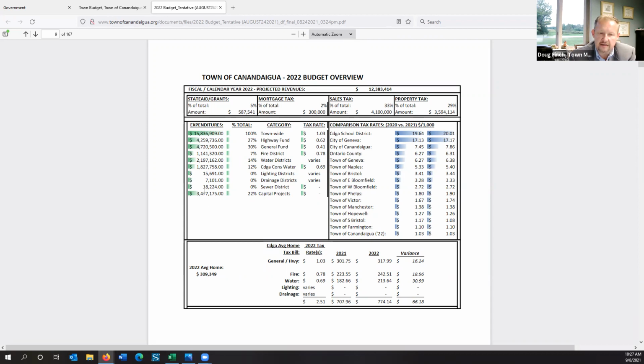And then new this year, we've added another category called capital projects, just to help track our capital projects so that you can see what's going on with those in any given year, 3.4 million. So all in total combined, all of those different expenditures total up to $15.8 million for the Town of Canandaigua. Across the top here, this is kind of the revenue side of things, where different sources are. About 5% comes from state aid, 2% comes from mortgage tax, 33% comes from sales tax, and property tax at 29%.